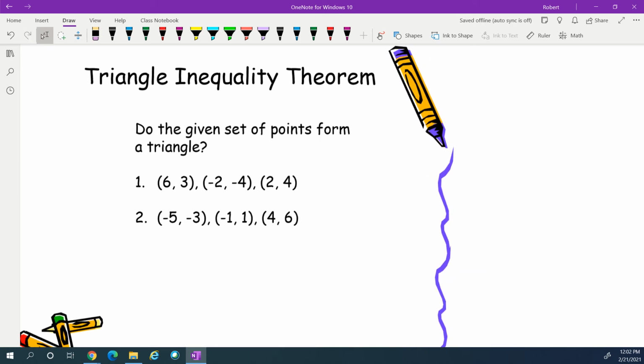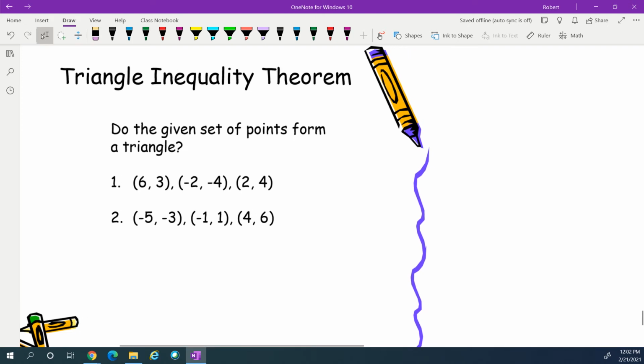Okay. And finally, again, we're determining if our points here can form a triangle. And we've got a couple different approaches. One, we can graph. It's either a line or a triangle. Two, we can do slope.